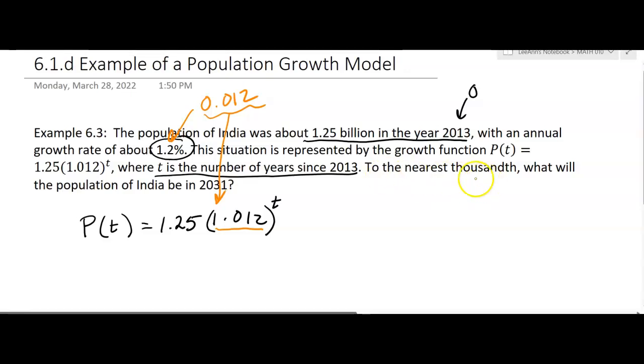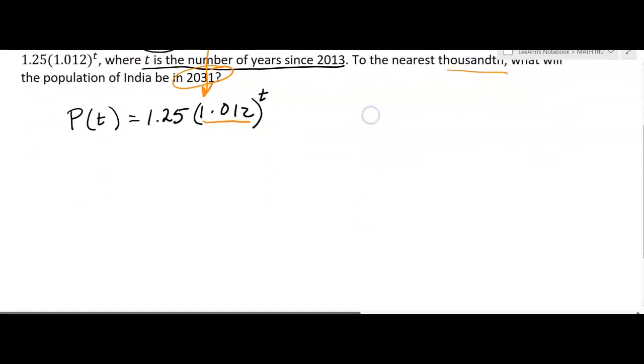It says to the nearest thousandth, or 3 decimal places, what will the population of India be in 2031? Of course, this is just a projected guess. We don't know exactly what the population is going to be, but we're going to say we think it's going to be about this amount.